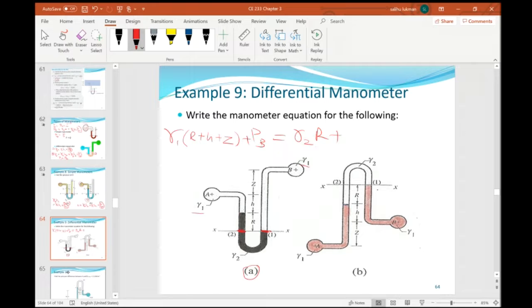You can see gamma 1, gamma 1. So it's the same fluid. Okay, so gamma 1, but the height here is H, simply H, and then plus the pressure inside the gauge here, which is PA. Okay, so in this case, you have PA, you have PB. So any one that is unknown can be found. Okay, and the difference between the two pressures can also be found.